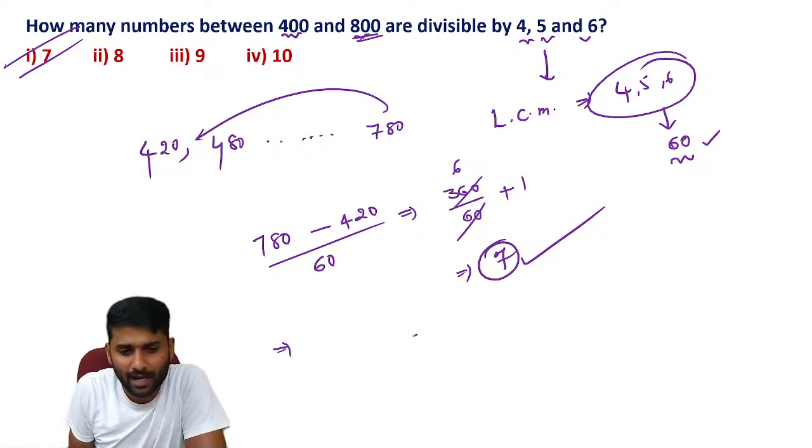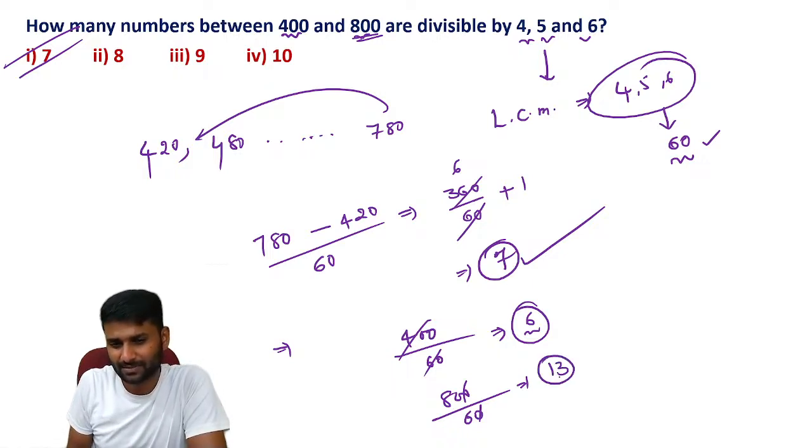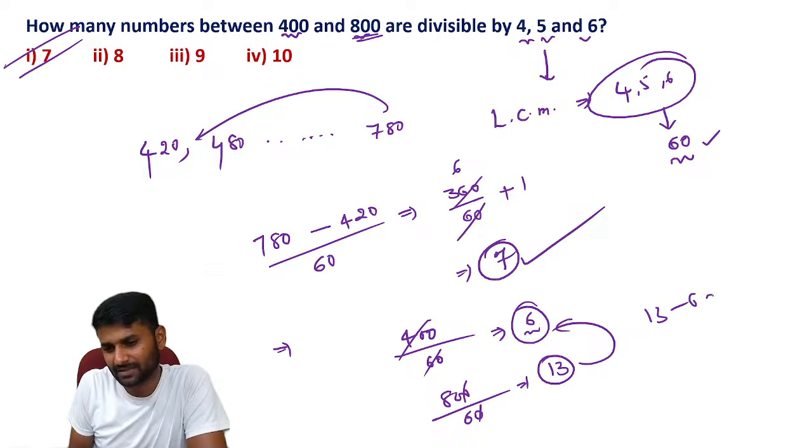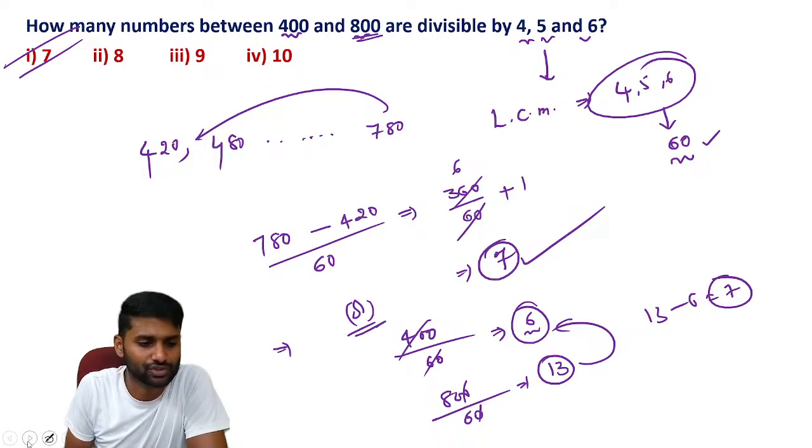Otherwise, see, up to 400, first of all, how many are there? 400 divided by 60 is 6 numbers. In the same way, 800 divided by 60, the zeros cancel, 80 by 6 gives 13 numbers. Now you just find the difference. 13 minus 6 is equal to 7. You have another method also. You can go through any one of these approaches.